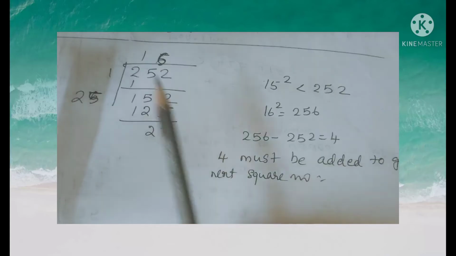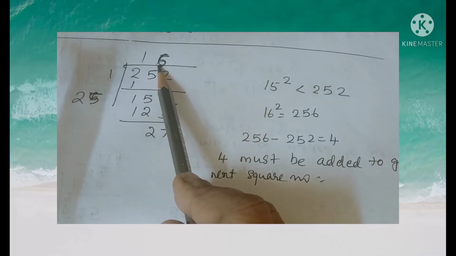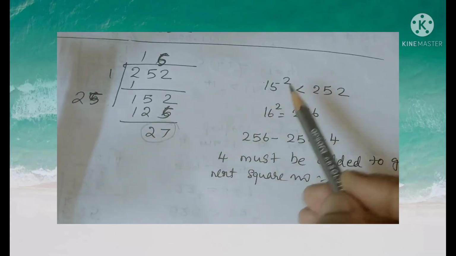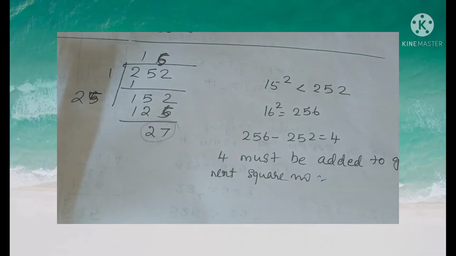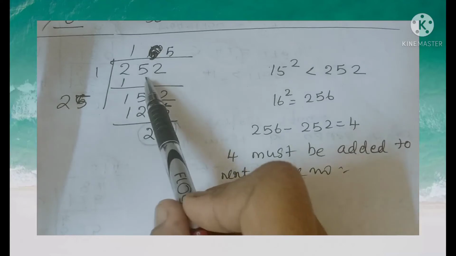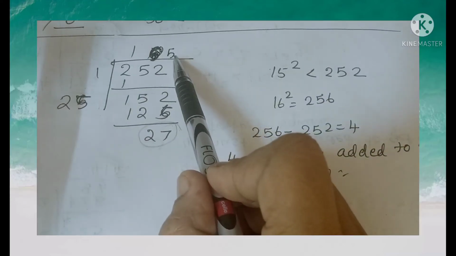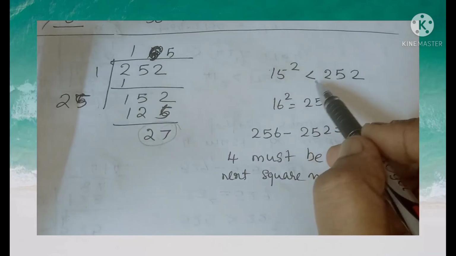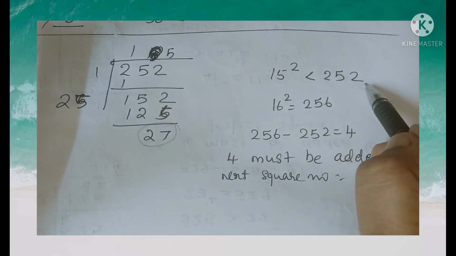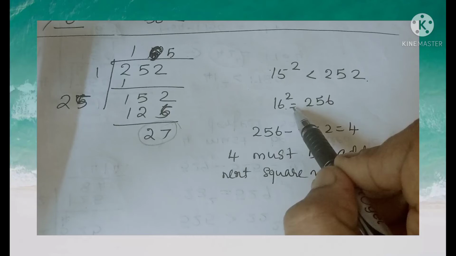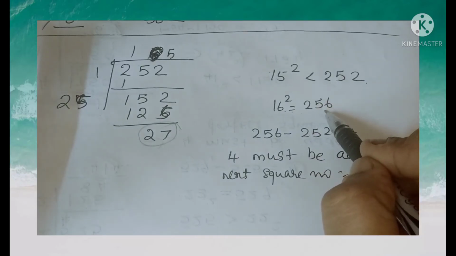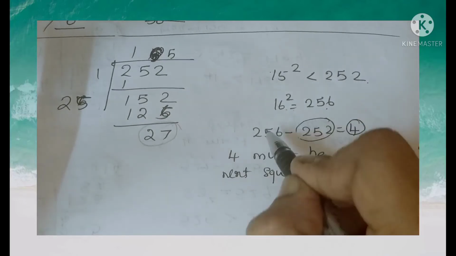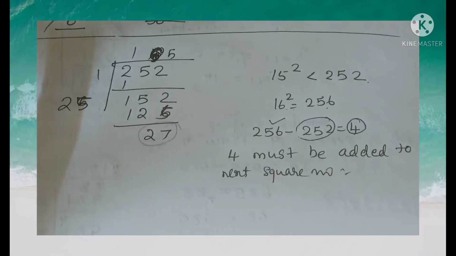Next number is 252. Here we got the quotient as 15 and the remainder as 27. That means 15 square is less than 252. Then we want to find 16 square, that is 256. So we want to add 4 to 252 to get 256.